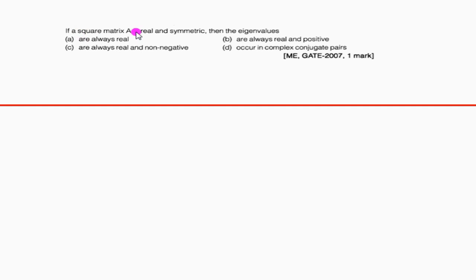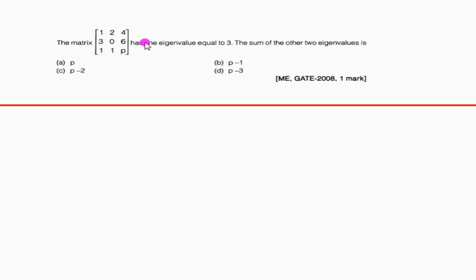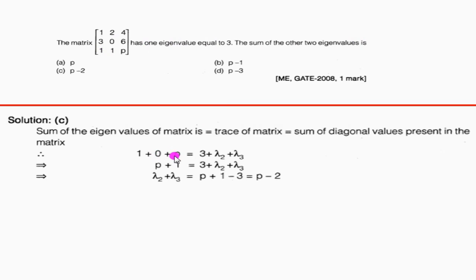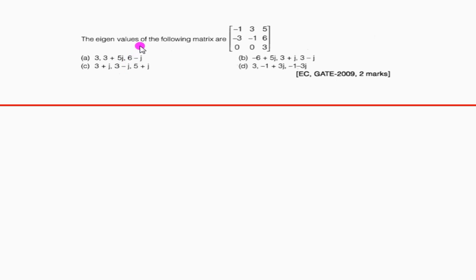If a square matrix A is real and symmetric, then the eigenvalues are always real, based on the property. The matrix has one eigenvalue equal to 3. The sum of the other two eigenvalues: again, the sum of the eigenvalues is equal to the sum of the diagonals. So we get this one, lambda 1 is 3. By substituting that, we get lambda 2 plus lambda 3, the sum of the other two eigenvalues, is equal to p minus 2. The answer is C.